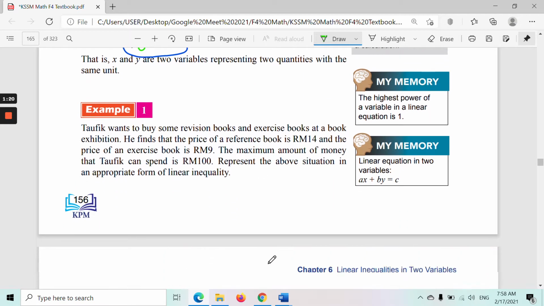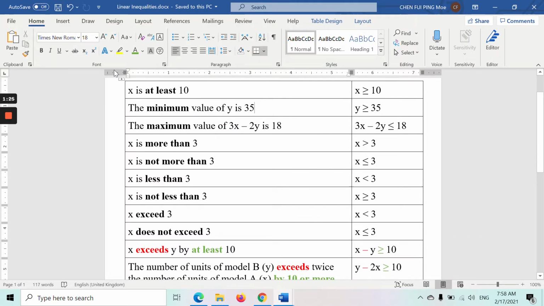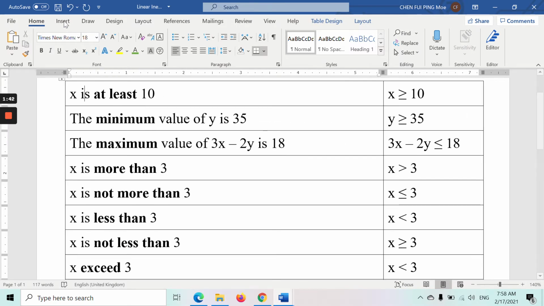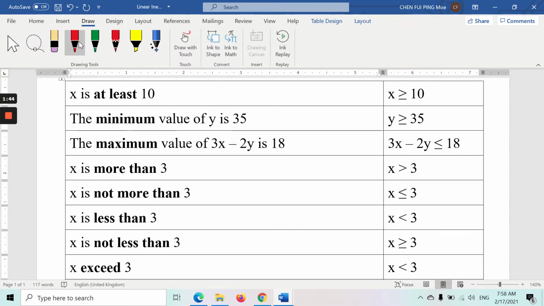So now I will give you some keywords that you need to understand and memorize, because in the exam they will give you the sentences or situation. You need to know how to write down the linear inequality according to the situation. So for example, the highlighted part is the keywords. X is at least 10. When you see at least, it means sekurang-kurangnya or 至少.